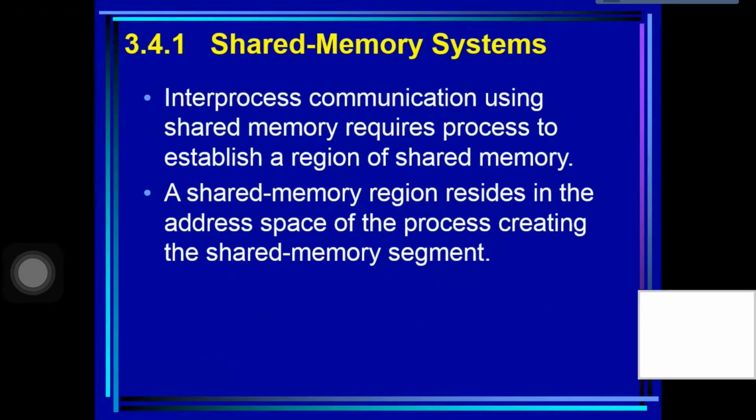Message passing is useful for exchanging smaller amounts of data because no conflicts need to be avoided. Message passing is also easier to implement in a distributed system than shared memory. Shared memory can be faster than message passing, since message passing systems are typically implemented using system calls and thus require the more time-consuming task of kernel intervention.